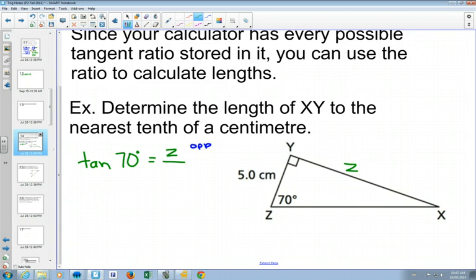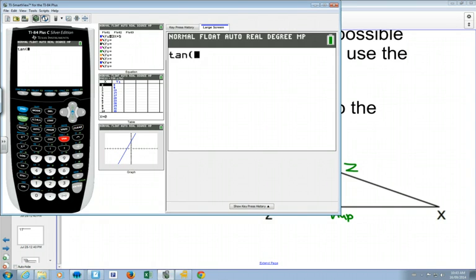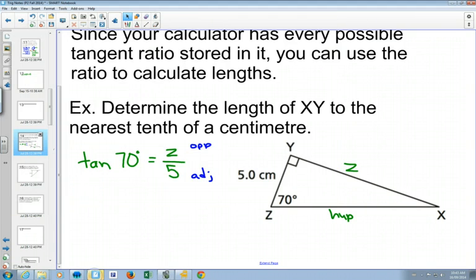Over the adjacent side to z would be, now is this 5 or is this the hypotenuse? Where's the hypotenuse here? Hypotenuse is down here, right? So yes, the adjacent side is going to be the 5. So I would put the 5 under here, and that is our adjacent side. Now, since your calculator has all the tan ratios stored inside, if I go to my calculator, I can say tan of 70 is 2.7474774419. Am I going to remember that? No. But I know that this is 2.74... equals z over 5. So how would I find z exactly?